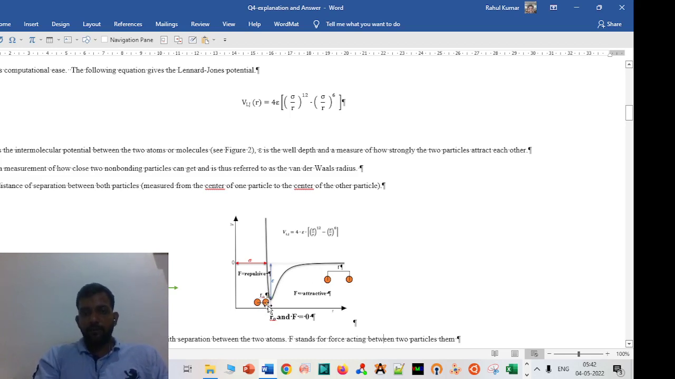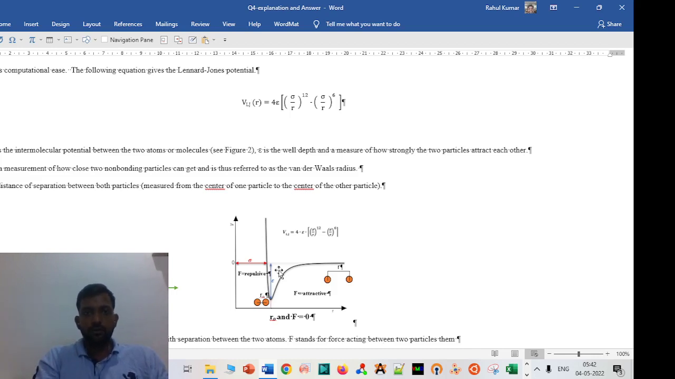By the way, this potential energy is 0 at two points: when r is infinite and when r is sigma. This sigma is actually the van der Waals distance between two atoms. When two balls are exactly touching each other, this is called the van der Waals distance.